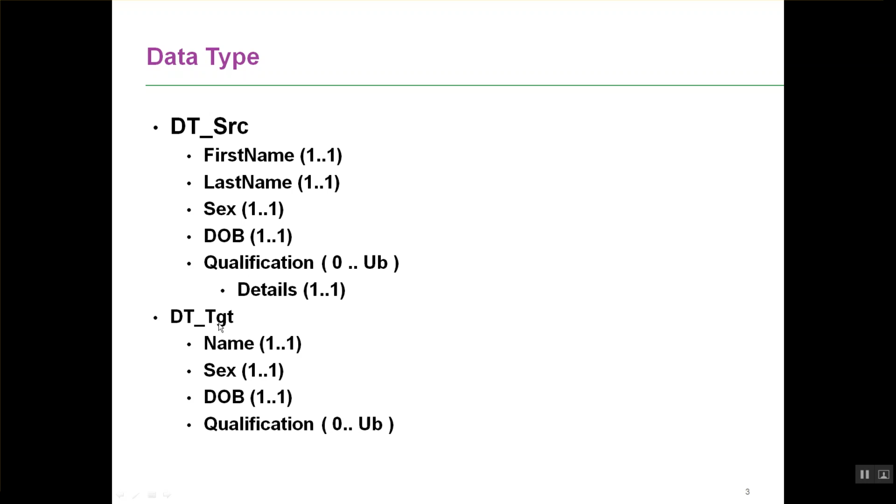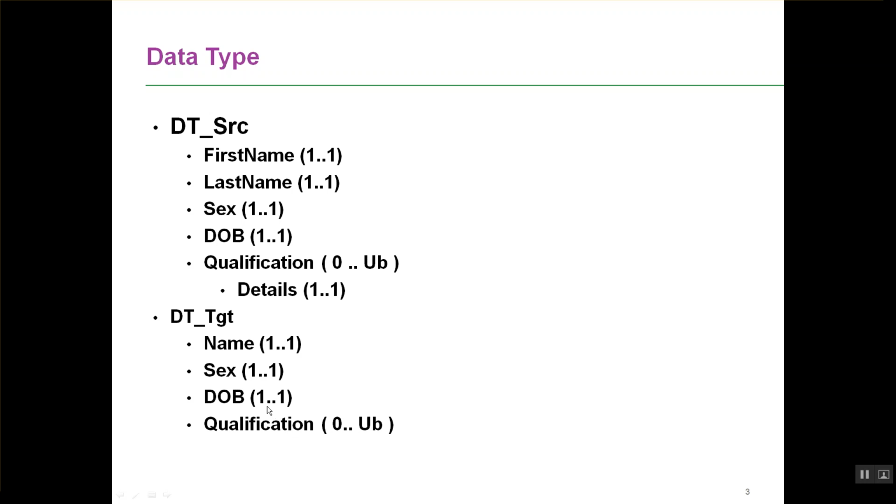In the target, when PI is pushing the file out, the requirement is there's just one name field. There's no first name, last name, but the expectation is that this first name and last name will be concatenated and put into one field called the name field. Then you would do the sex mapping, and then the date of birth mapping. And finally, there's one change. Here within the qualification tag, you had a details tag, but here within the qualification, you don't have anything. It is just a direct mapping out here.